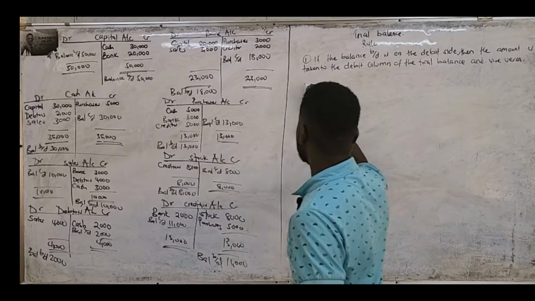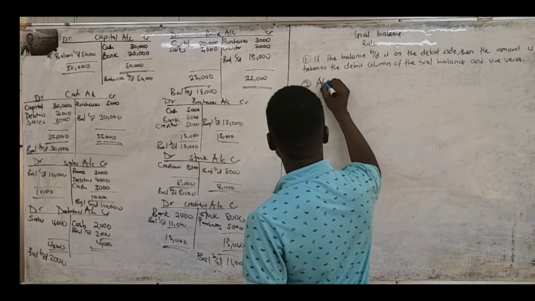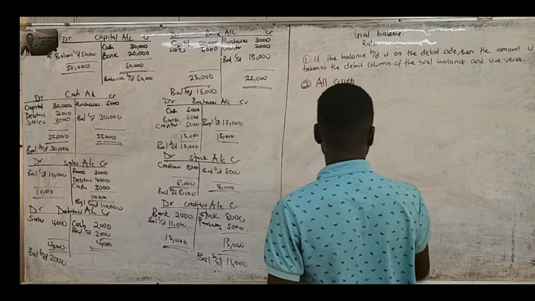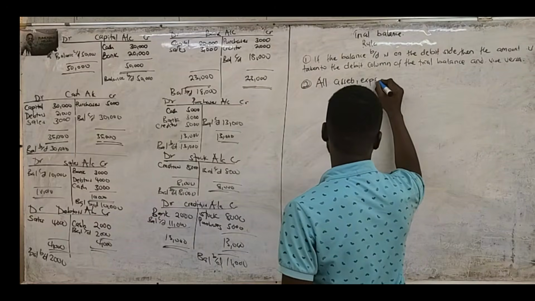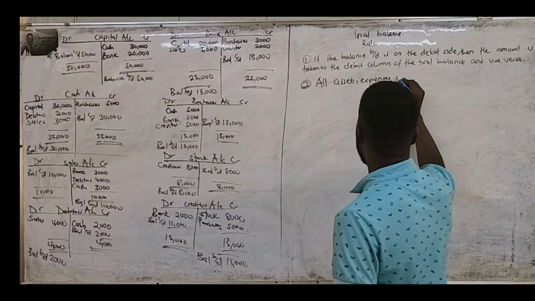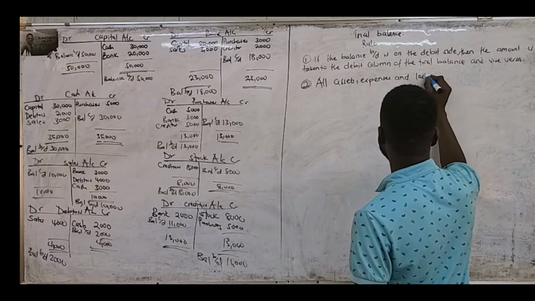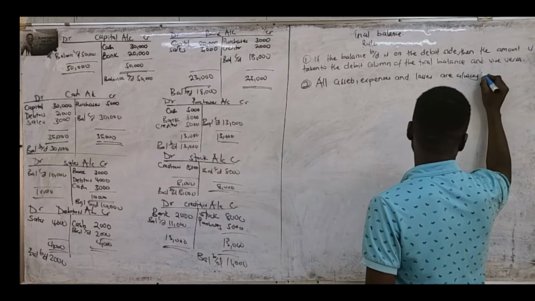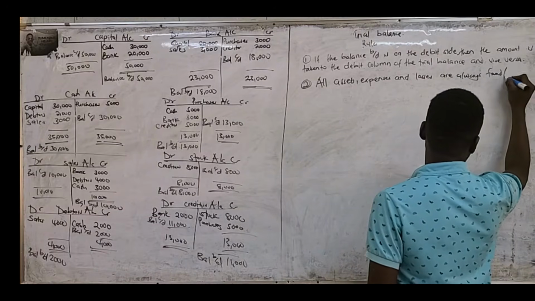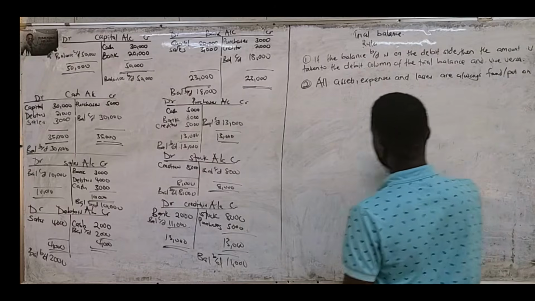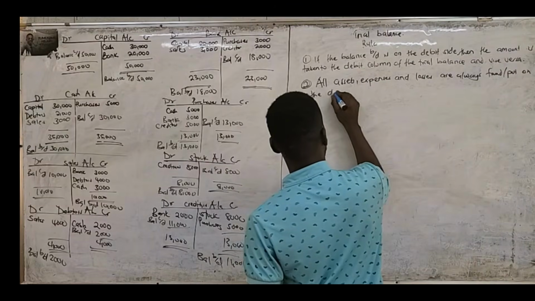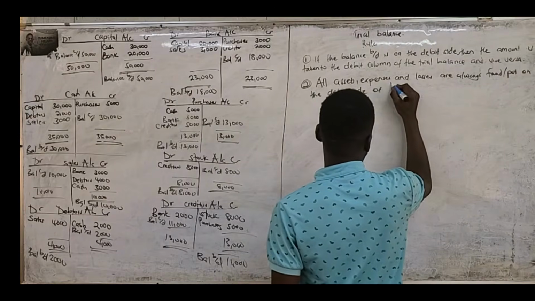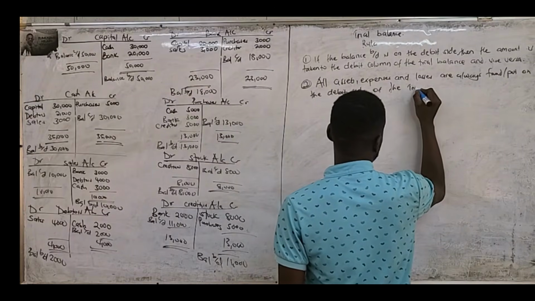Then the next rule is all assets, expenses, and losses are always found or put on the debit side of the trial balance.